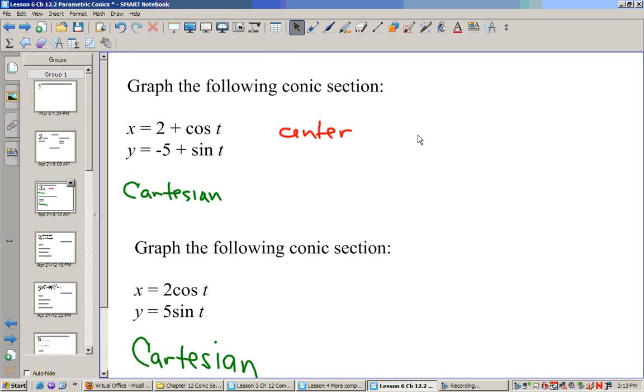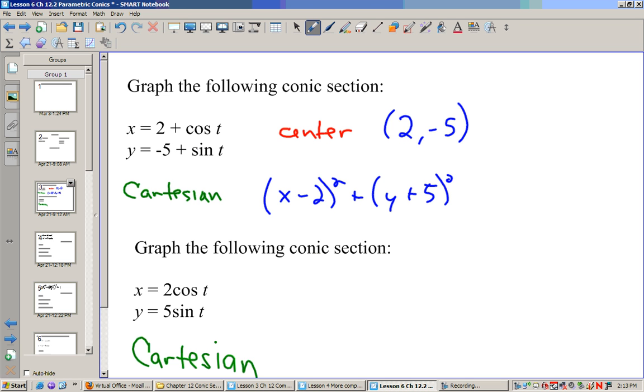Alright, so graph the following on your calculator and look for the center of the circle. Alright, hopefully you saw that the center was at 2 and negative 5. So if I wanted to write this out in Cartesian coordinates, I would say x minus 2 squared plus y plus 5 squared is equal to our radius squared, which is just 1.